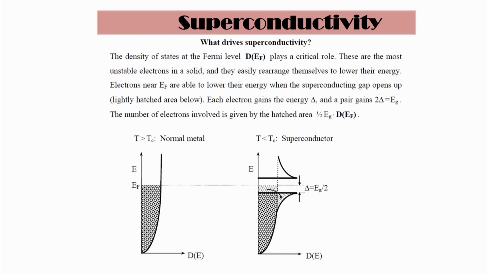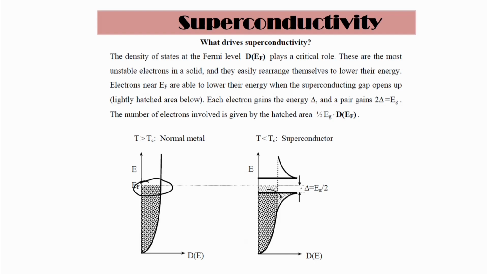So, these unstable electrons can easily rearrange themselves to lower their energies. Electrons near the Fermi level are able to lower their energy when the superconducting gap opens up. So, these electrons in the vicinity can actually lower their energies, and this is like acting like a refrigeration, because when there is a superconducting gap that opens up.